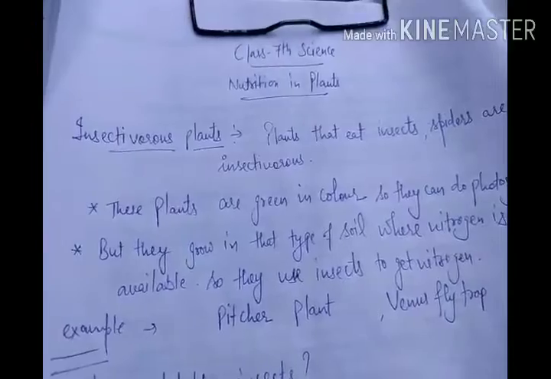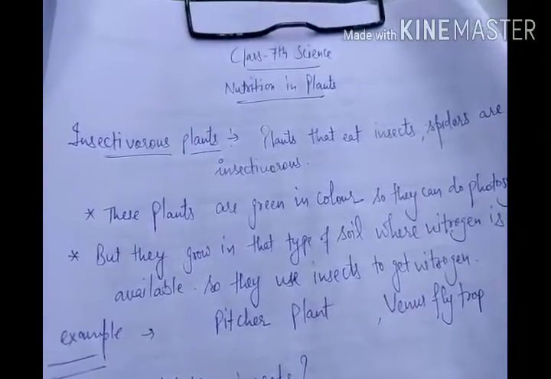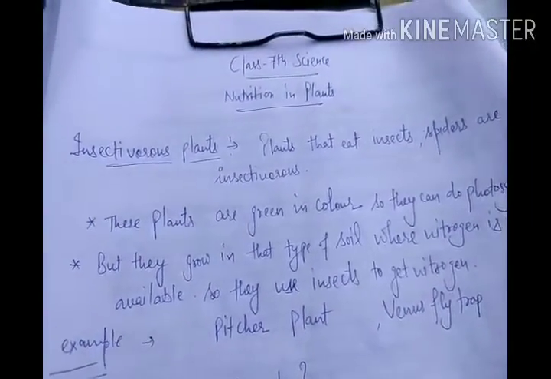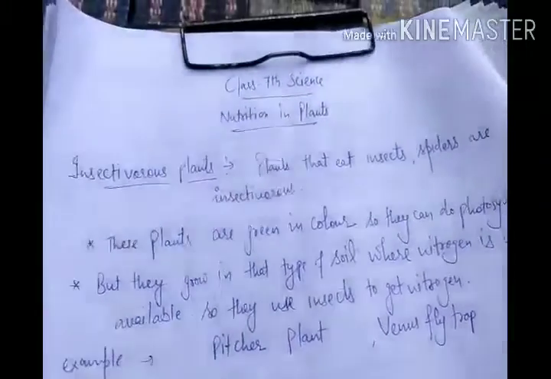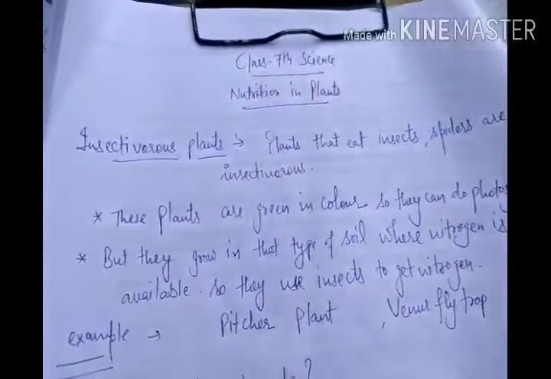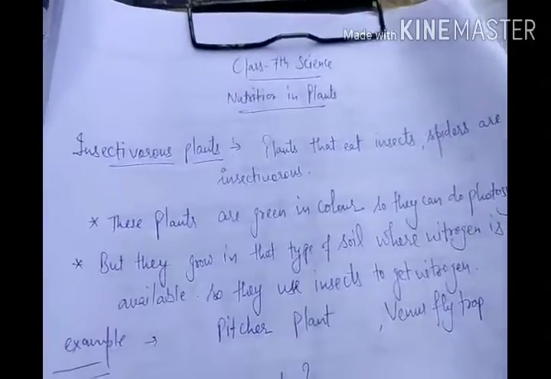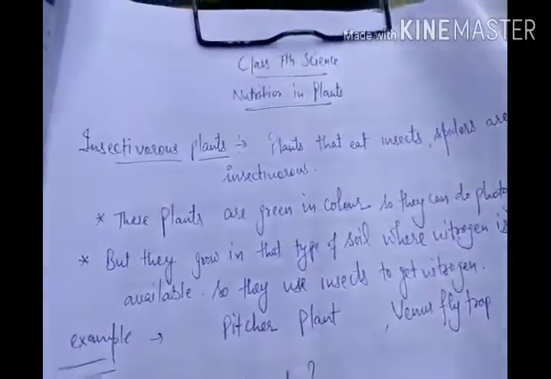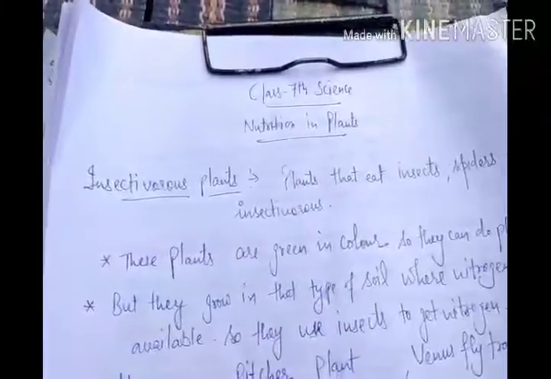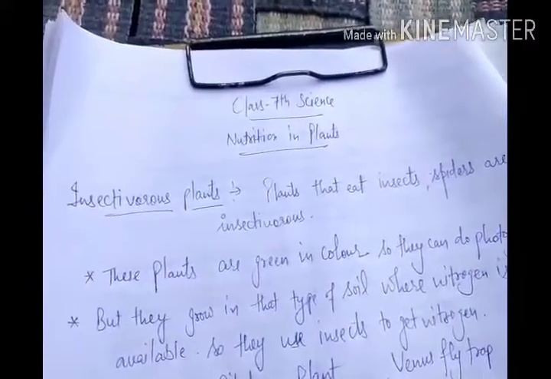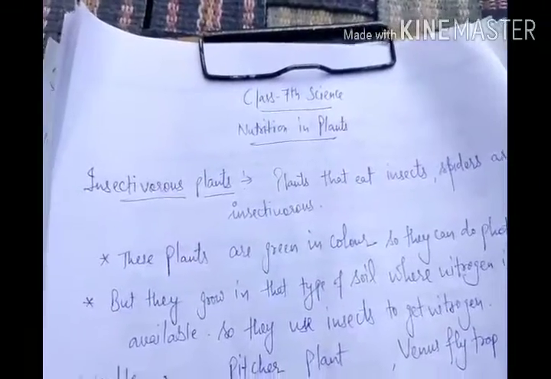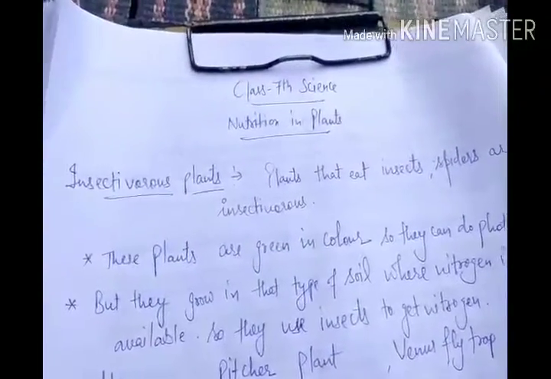Insectivorous plant is that kind of plant also. But it's very strange that it is a green plant. I told you before that other plants in heterotrophic nutrition were non-green, but this is a green plant. So this plant eats insects, spiders or any other kind of worms. That's why it is called an insectivorous plant.